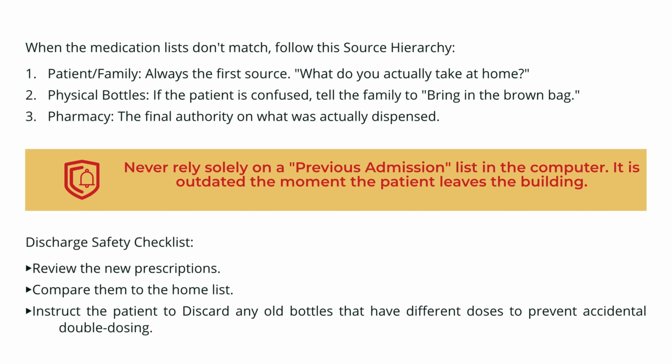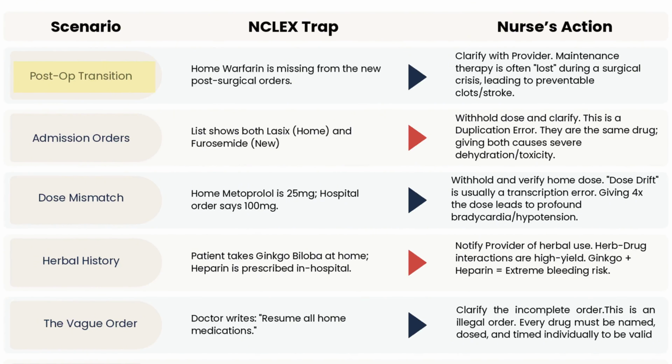2 traps worth knowing here. If a post-op order omits a home anticoagulant like warfarin, don't assume it was discontinued permanently. Maintenance therapy is frequently lost during acute surgical transitions, risking a preventable embolic stroke. And if a provider writes a vague order like resume all home medications, recognize that as incomplete. Every medication must be individually named, dosed, routed, and timed.